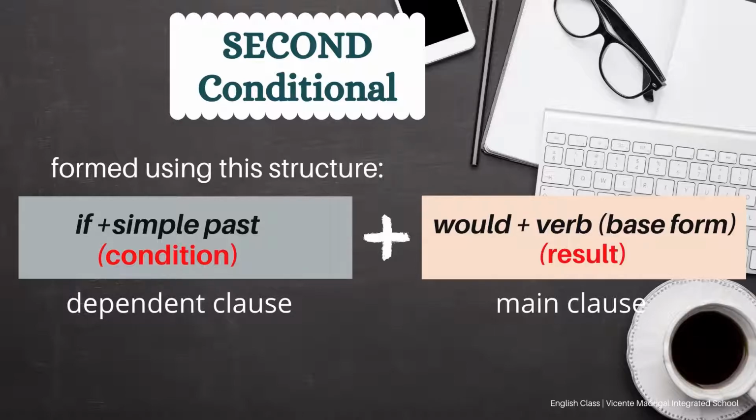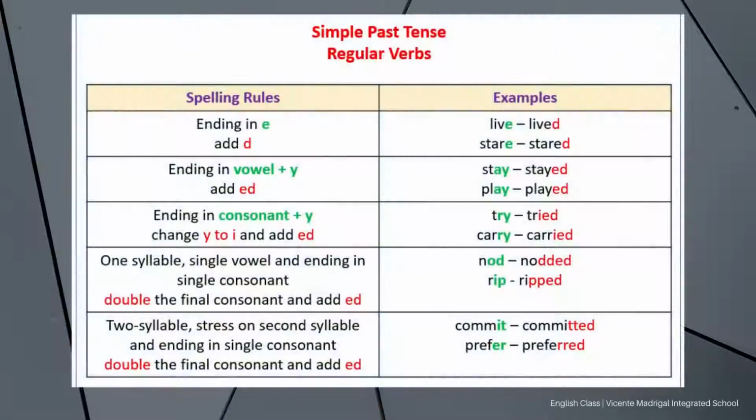The question now is, how do we form the simple past tense of the verb? Simple past tense talks about actions that already happened. We form the simple past tense of regular verbs by adding d or ed, or changing y to i and adding ed at the end of each verb. Look at this table.